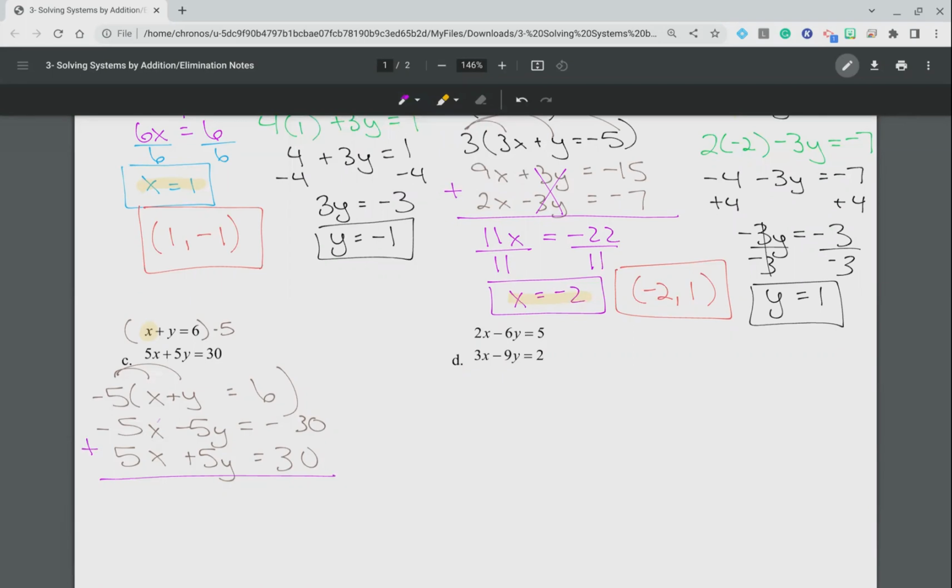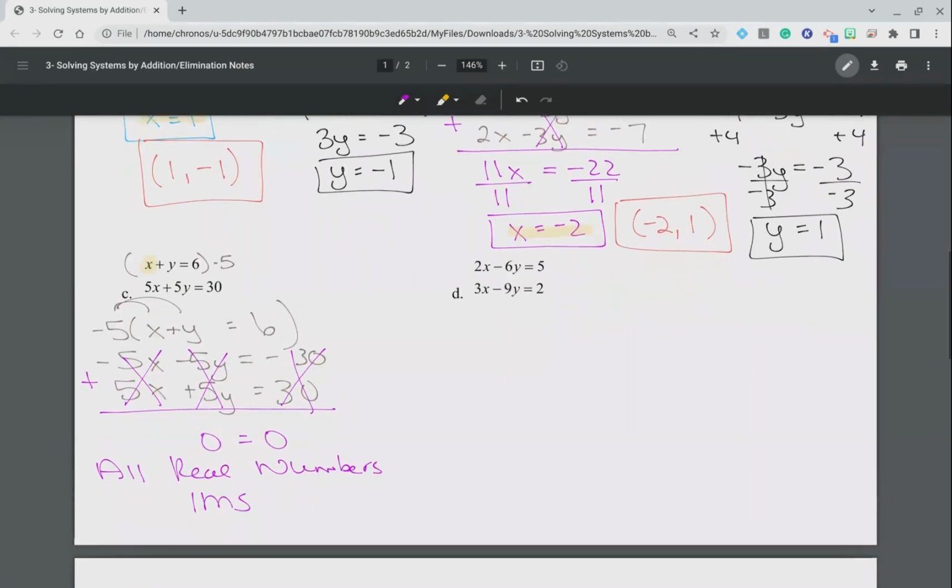Negative 5 minus 5 eliminates. Negative 5y plus 5y eliminates. Negative 30 plus 30 also eliminates. So I just got 0 is equal to 0. Okay, this is the example where we would have all real numbers. Or remember, we can also say IMS for infinitely many solutions, okay? Or negative infinity to positive infinity. Any of those solutions will work.